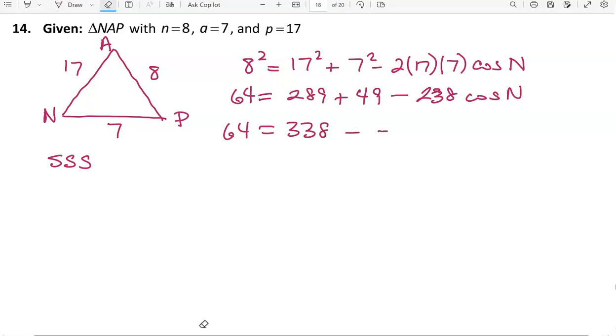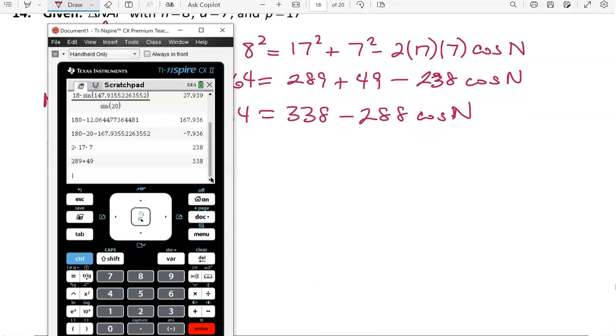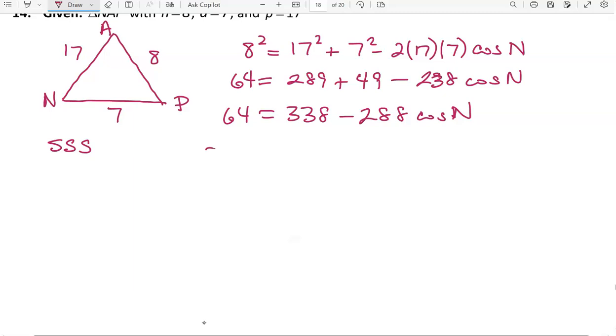And what's important is that we do not subtract that 238. I'm just going to bring that term on down because 238 is multiplying the cosine of angle N. So all we can do at this point is subtract the 338. So 64 minus 338 is equal to negative 274.